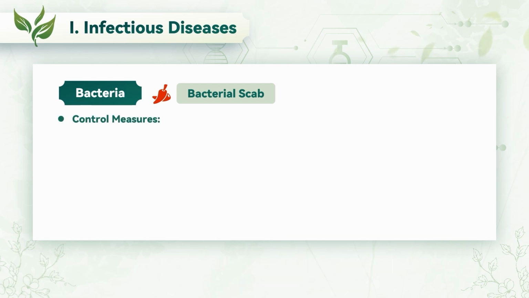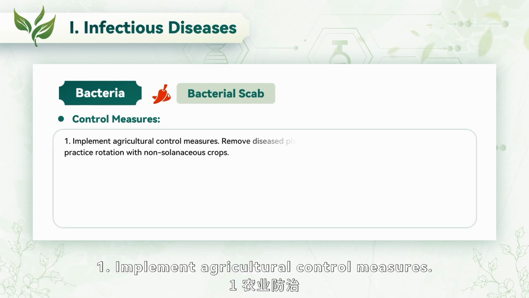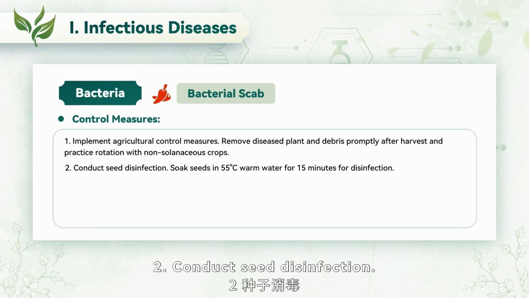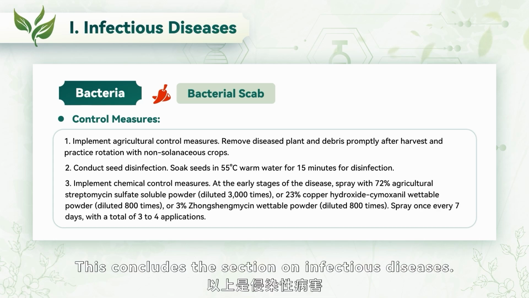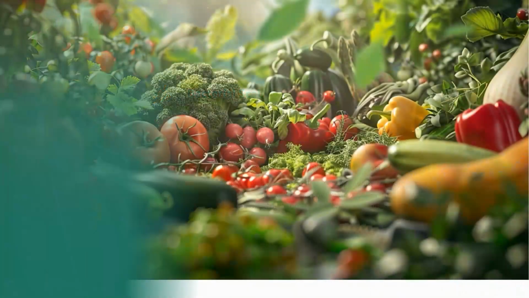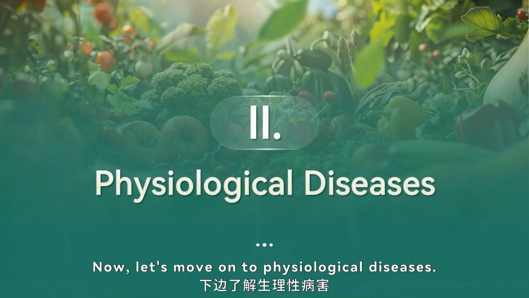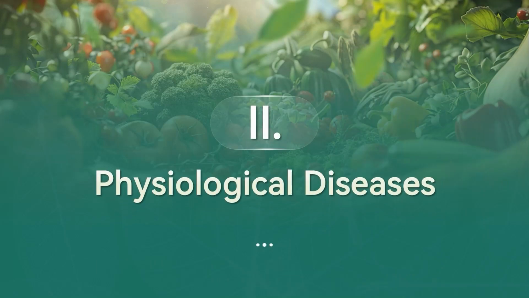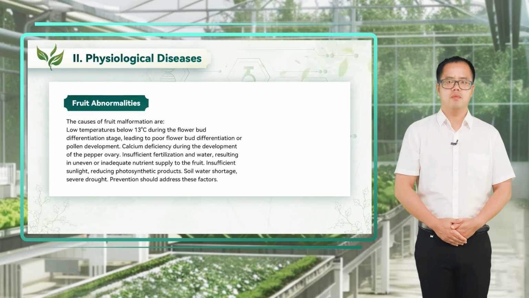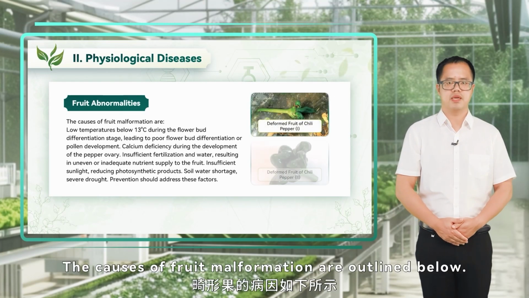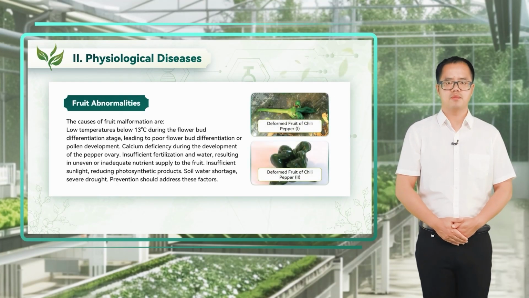Control measures. 1. Implement agricultural control measures. 2. Conduct seed disinfection. This concludes the section on infectious diseases. Now, let's move on to physiological diseases. The causes of fruit malformation are outlined below.